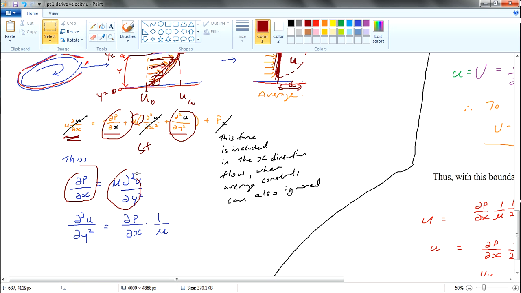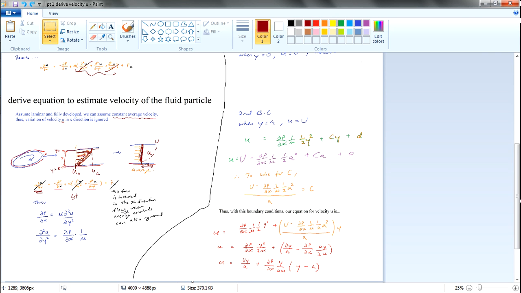And then I just simply bring this dynamic viscosity downwards over here. So we have 1 over mu, partial p partial x. So this is it. We have derived to a certain stage where we can start to integrate. So next video I'll integrate this.